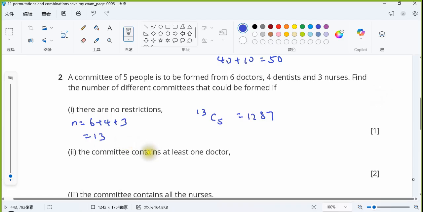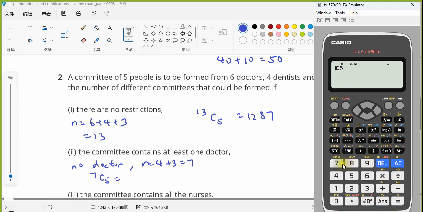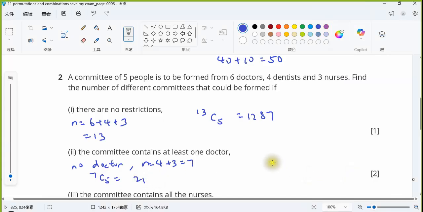And then the committee contains at least one doctor. So at least one doctor, then we can have 1 doctor, 2 doctors, 3 doctors, 4 doctors, 5 doctors. Then we have 5 cases. It's difficult. So what I do is we find the combination that there is no doctor. So no doctor, n is 4 plus 3, 7. So out of 7, we choose 5. So we have 7C5, no doctor, 21. So we have 1287 minus 21. Then it will be 1266.